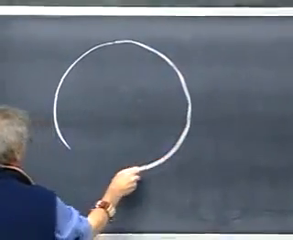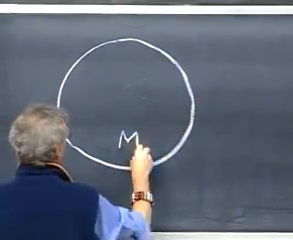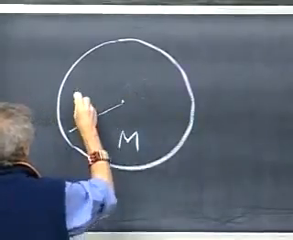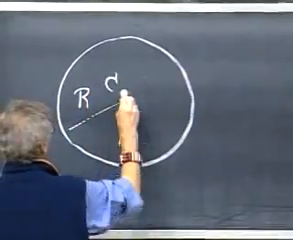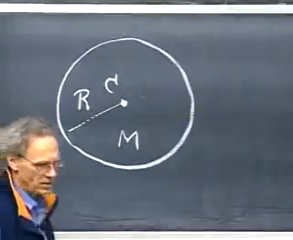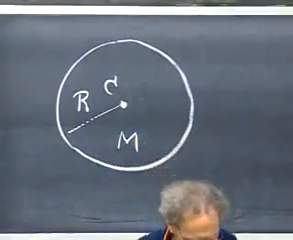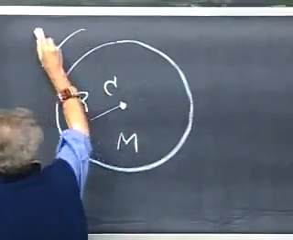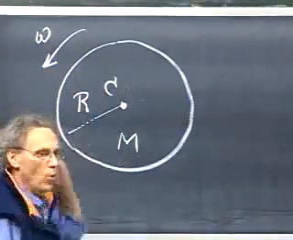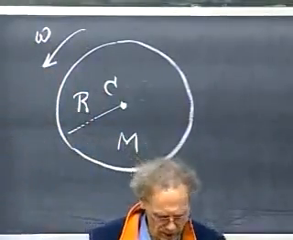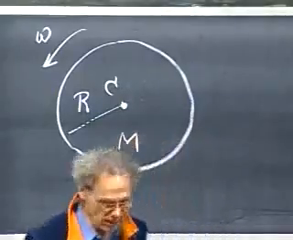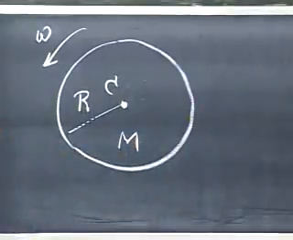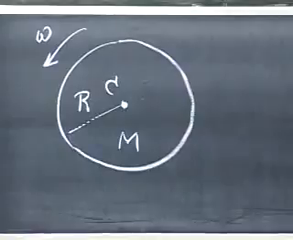Here we have a disk. The disk has mass m and radius r, and at this point C is the center of mass of this disk. It's rotating with angular velocity omega, and I want to know what the angular momentum is of this rotating disk. The direction of the angular momentum is going to be trivial.